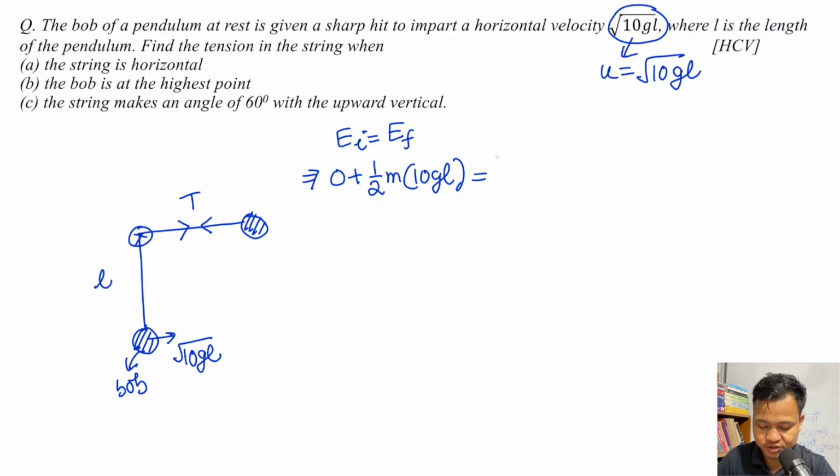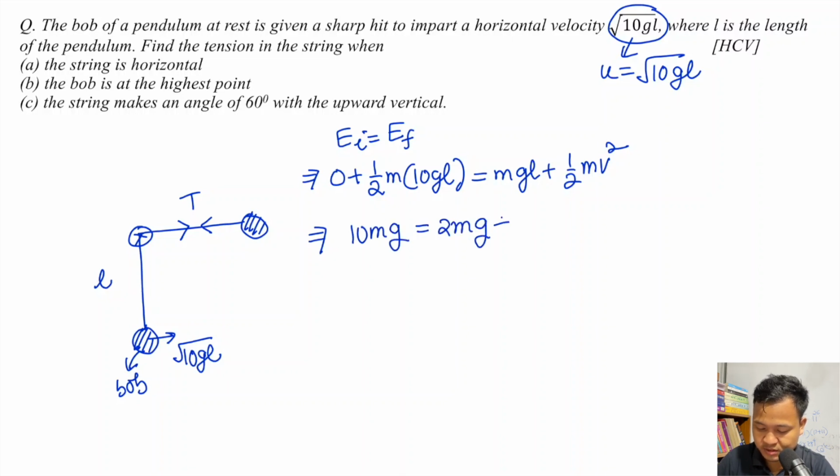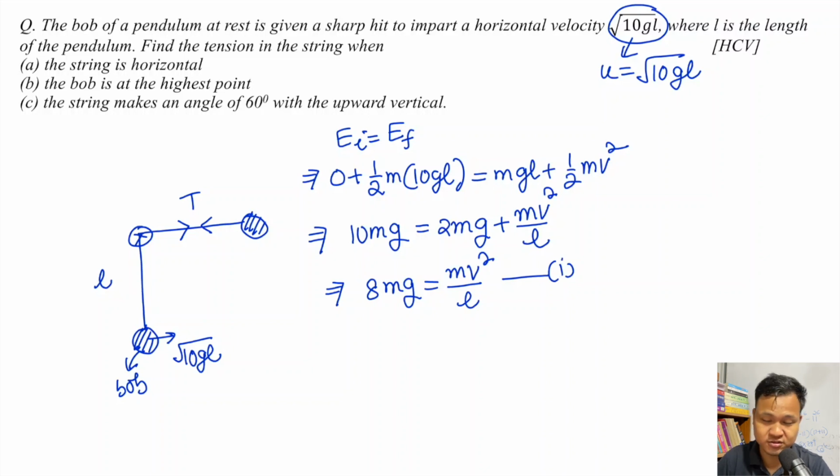potential energy is mzl. So mzl plus half into mv square. Okay, so multiply both sides by 2, divide by L. So I will have here 10 mz is equals to 2 mz plus mv square divided by L. So from here I have 8 mz should be equals to mv square divided by L. Equation number 1. Now I have to find tension.